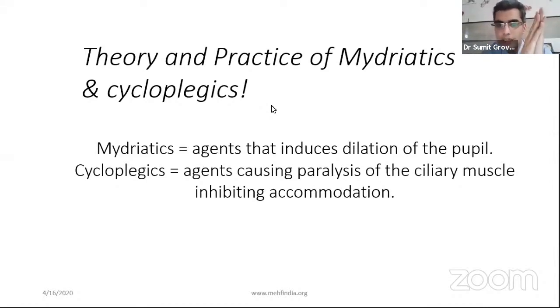So what are Mydriatics? Mydriatics are the agents that induce dilatation of the pupil. While cycloplegics are the agents which cause paralysis of the ciliary muscle, inhibiting the accommodation. But in layman's terms, we call them dilator. Ki dilator put kar do patient mein, which causes the widening of the pupil. But we should understand that there is a fundamental difference between a Mydriatic and a cycloplegic.